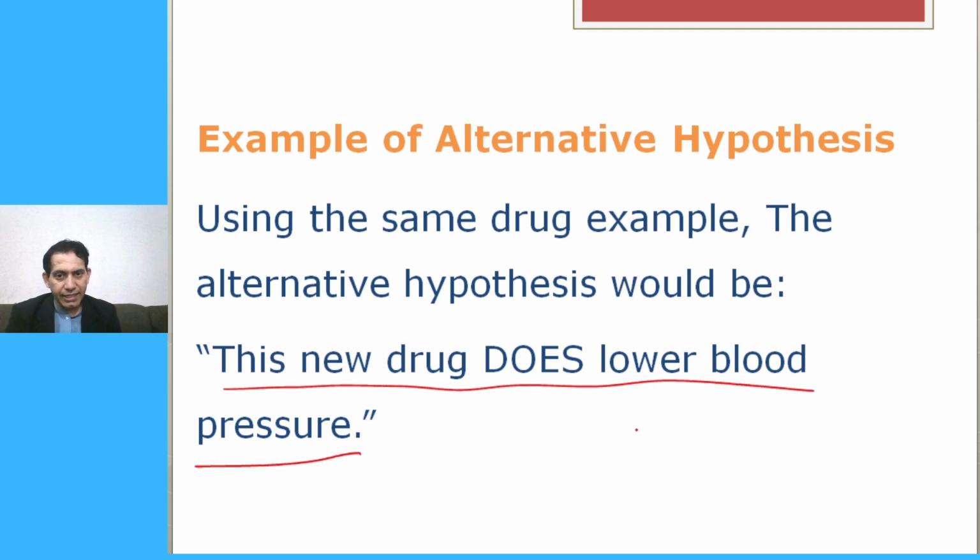Yes, again there are two variables. For example, blood pressure is one variable, new drug is another variable, but it decreases the blood pressure. The new drug decreases blood pressure. So there is some relationship between these two variables. So such type of hypothesis is known as alternative hypothesis.